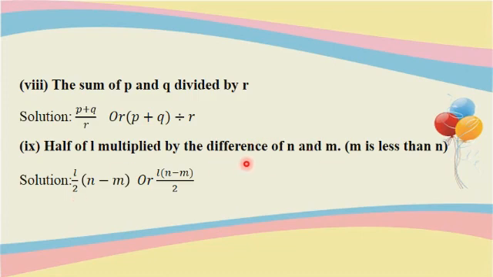The difference means you are subtracting. So N minus M, because it is given that M is less than N. So we will write N minus M, or we can write L, which is going to multiply with N minus M, and divided by 2.